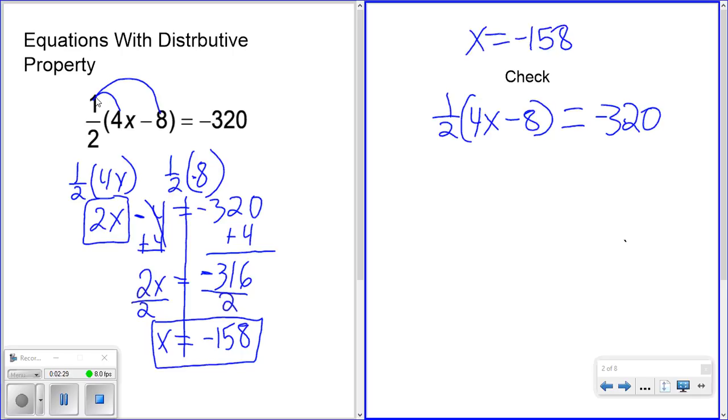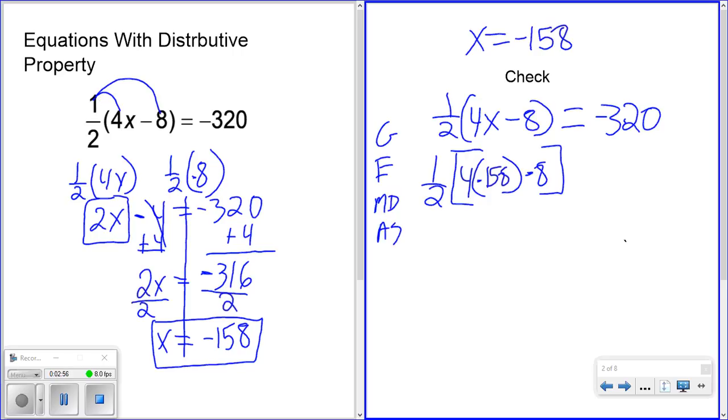Now, when you have parentheses inside of parentheses, you're going to go ahead and change the outer parentheses to brackets. So let's do that first. We're going to have 1/2 bracket, 4 times -158 minus 8, close bracket. Now we just do GEMDAS. We write that out here, and it shows that we're going to have to do what's inside the grouping first.